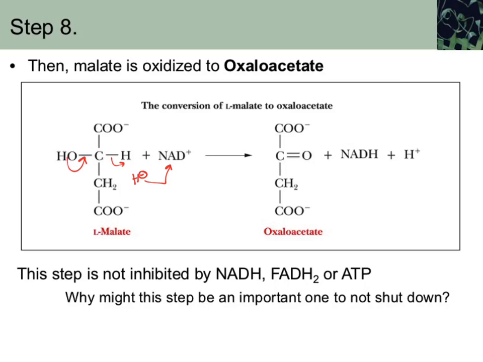And all the way back to oxaloacetate. Now what can I do? Start all over again with acetyl-CoA, which reacts to make citrate. And we can now start our whole cycle. This step is not inhibited by NADH, FADH2, or ATP, which is interesting because what does it produce? NADH. So why might it not be inhibited? That's a really interesting question. One we'll pick up with Tuesday.